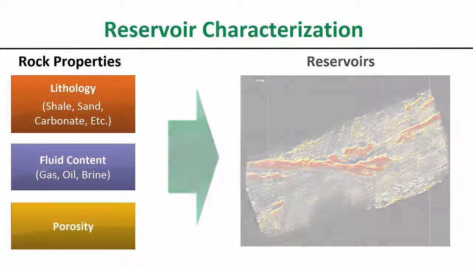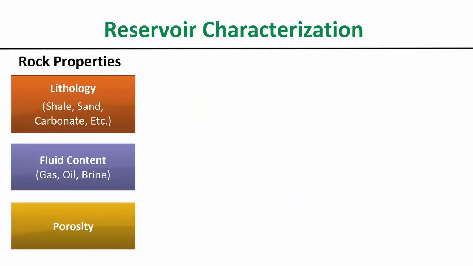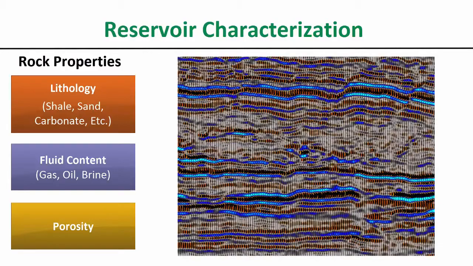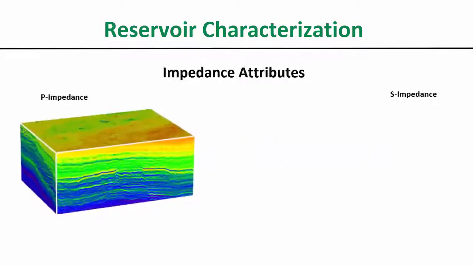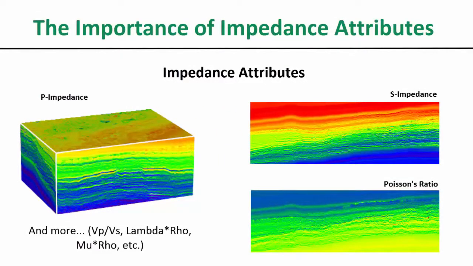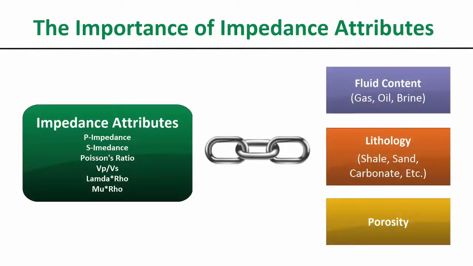While many of these rock properties can be identified at the well using log data, rock properties such as fluid content, lithology, and porosity are difficult to obtain away from the well using seismic data. However, with seismic inversion, we can obtain other rock properties such as impedance and attributes derived from impedance, such as Poisson's ratio, BPVS, lambda rho, and mu rho. These impedance attributes are linked directly to fluid content, lithology, and porosity.